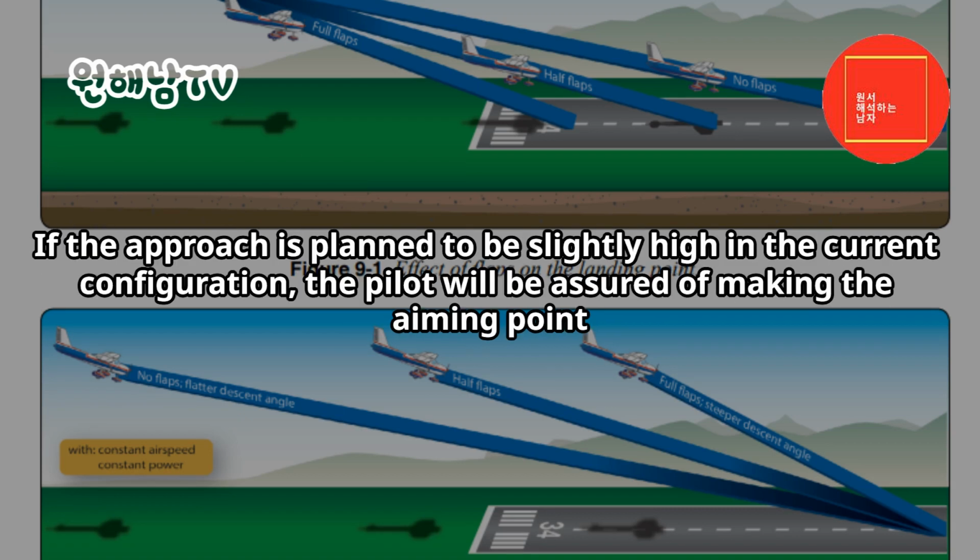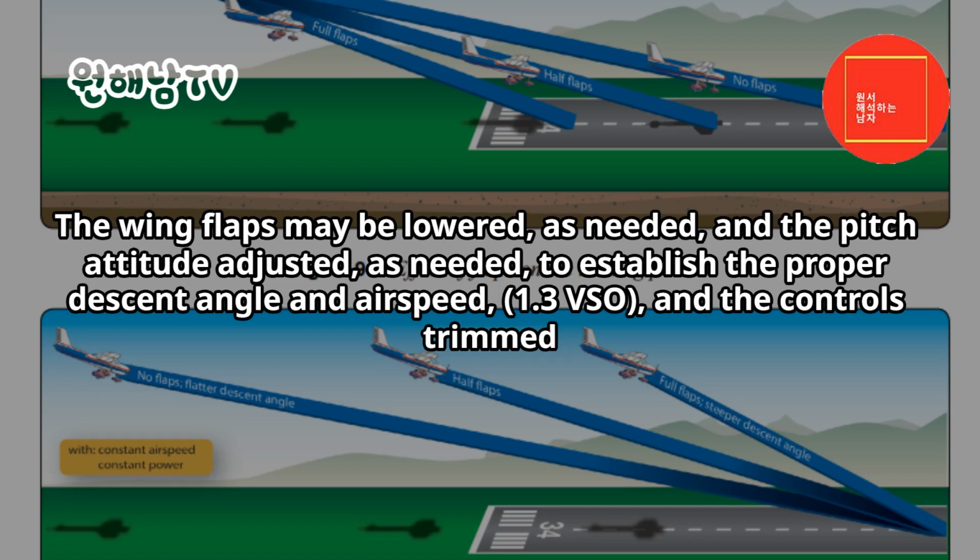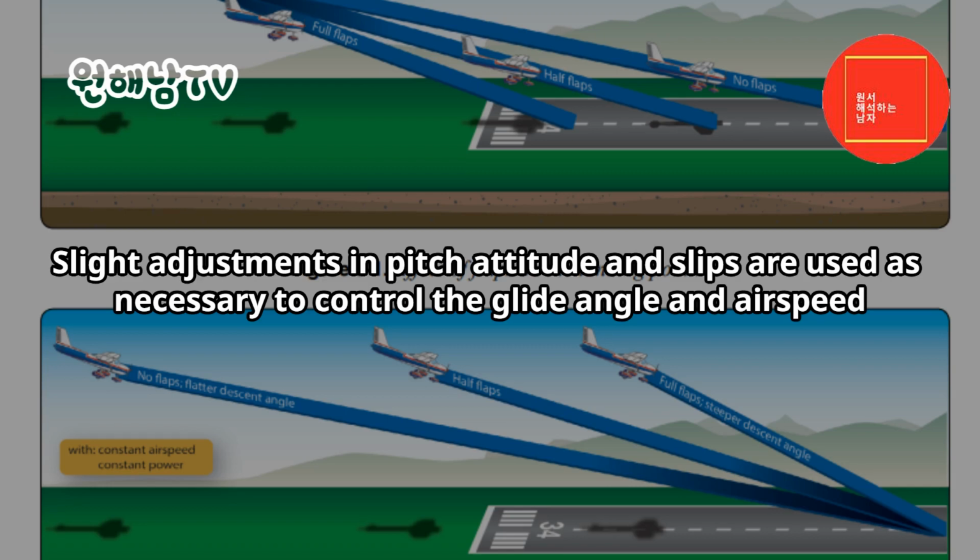If the approach is planned to be slightly high in the current configuration, the pilot will be assured of making the aiming point. The wing flaps may be lowered, as needed, and the pitch attitude adjusted, as needed, to establish the proper descent angle and airspeed, 1.3 VSO, and the controls trimmed. Slight adjustments in pitch attitude and slips are used as necessary to control the glide angle and airspeed.